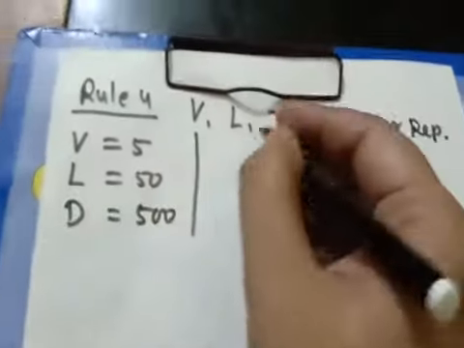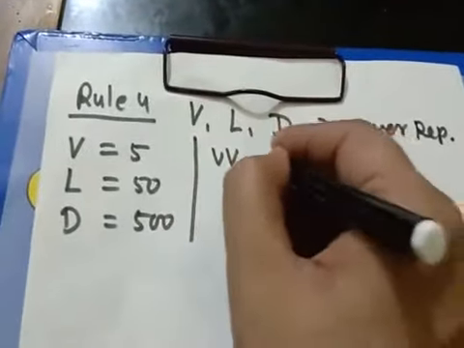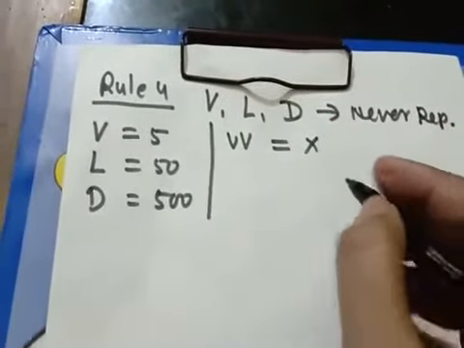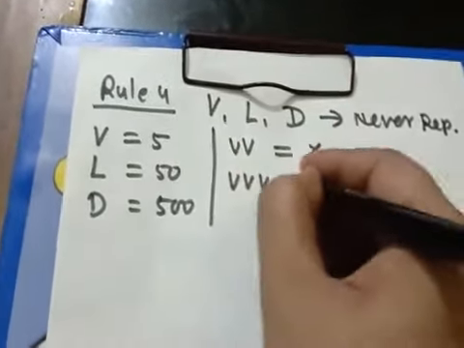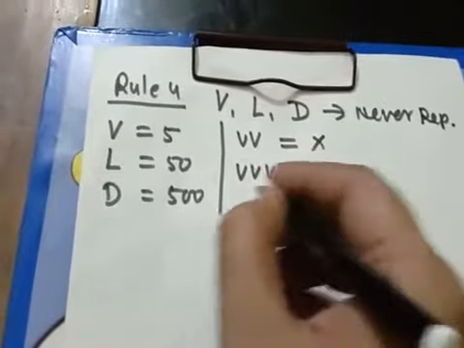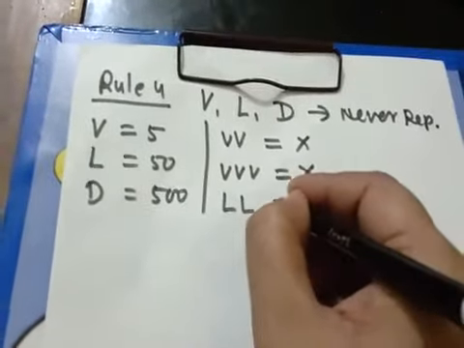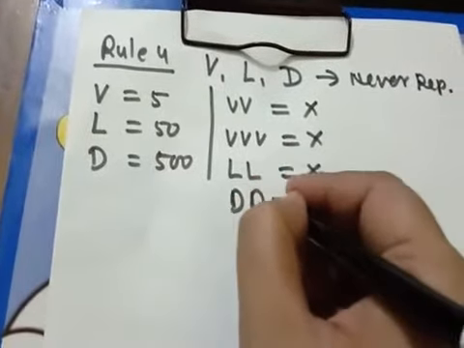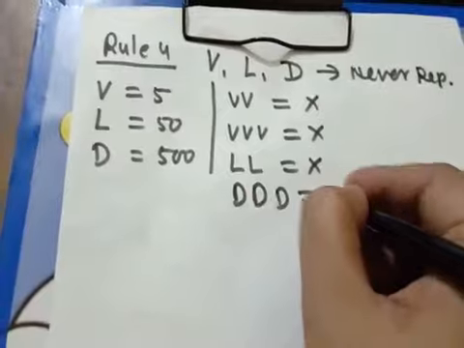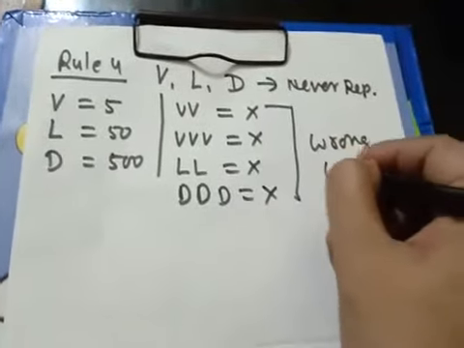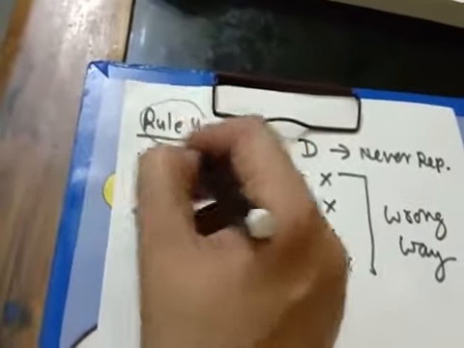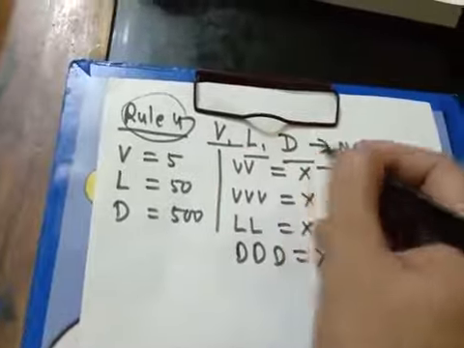But now if I repeat the number, VV, this is wrong. If you write it more times also, it is wrong. In the same way, LL is also wrong, and DD, all wrong. Wrong way. So remember, according to rule 4, V, L and D are never repeated.